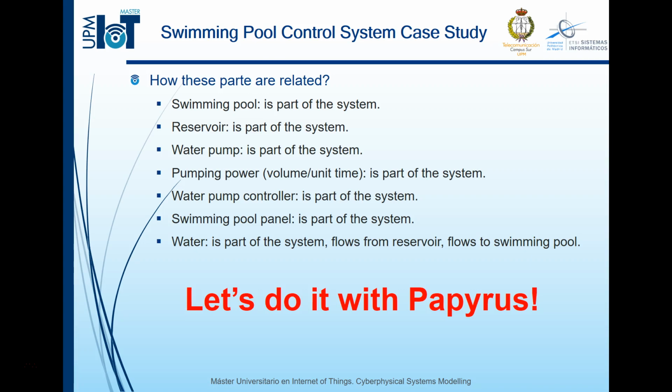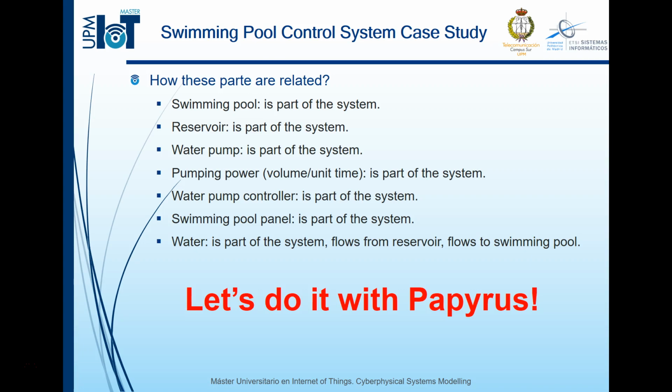But it's different from the relationship that, of course, water has here. It's different, the relationship between water and the reservoir, or maybe the water and the swimming pool. So we have two different kinds. Later we are going to explain that we have more than one kind of relationship. So at the same level, we have many different connections, many different relationships. So let's do it with Papyrus.